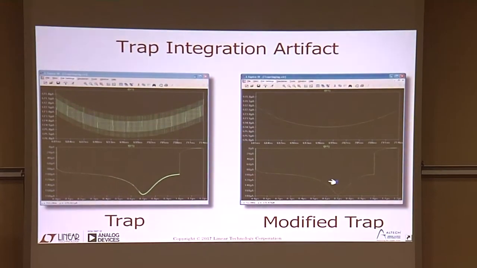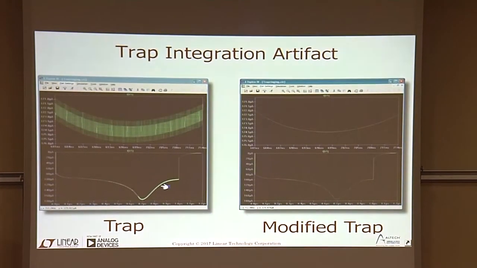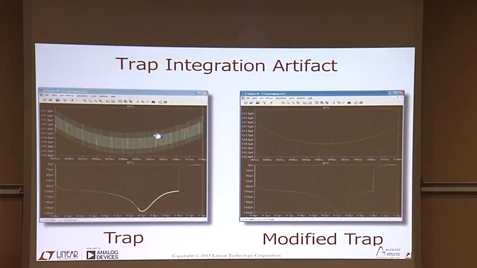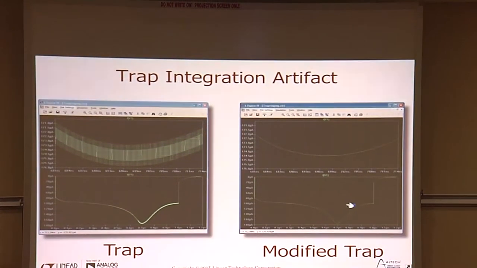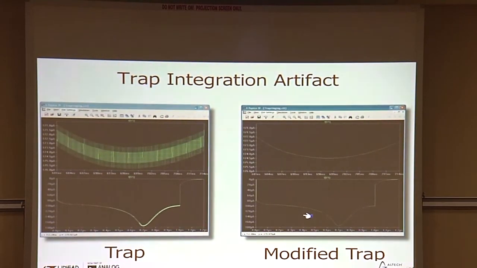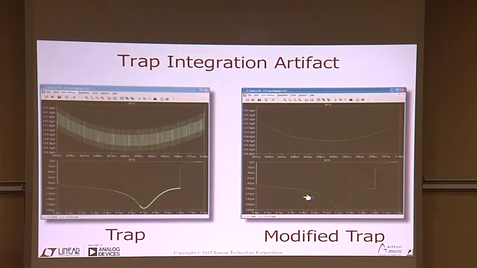This is a case of a modified trap. This is a diabolical circuit that shows, you can see this is LTSPICE doing trap ringing here. I just zoomed up on that region. The default method in LTSPICE is modified trap, and it will not ring like that. So that's the difference between modified trap and trap, that it will never show that trap ringing.